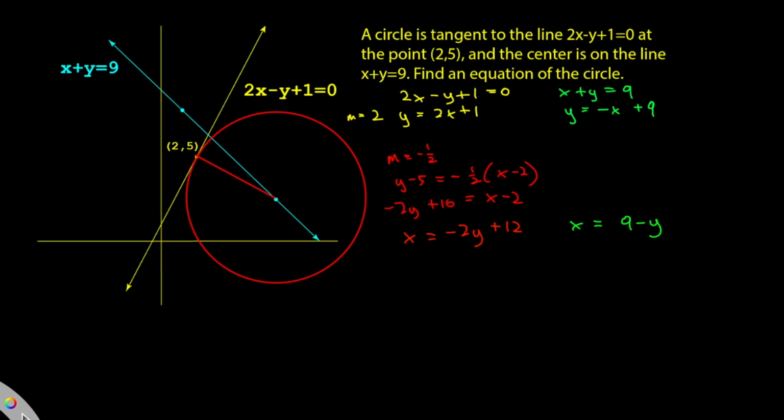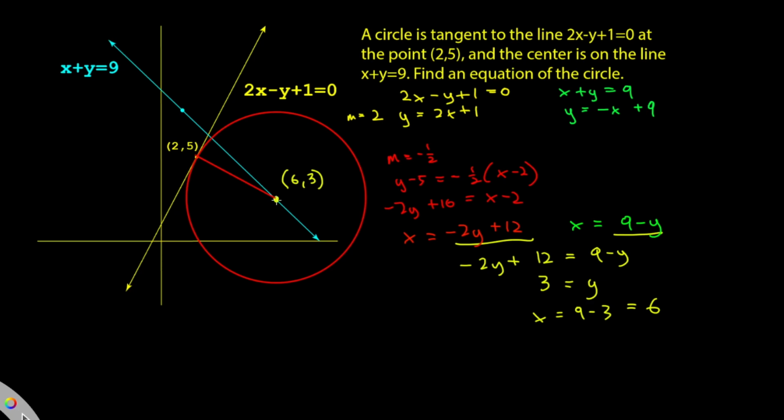Now we're just going to go back to yellow because it's easiest to read. x equals this here, x equals that there. Negative 2y plus 12 equals 9 minus y. So move that over, y is there. Move that over, and that's 3. So y equals 3. Now let's plug that back in here. x equals 9 minus 3 equals 6. So this point is (6, 3).